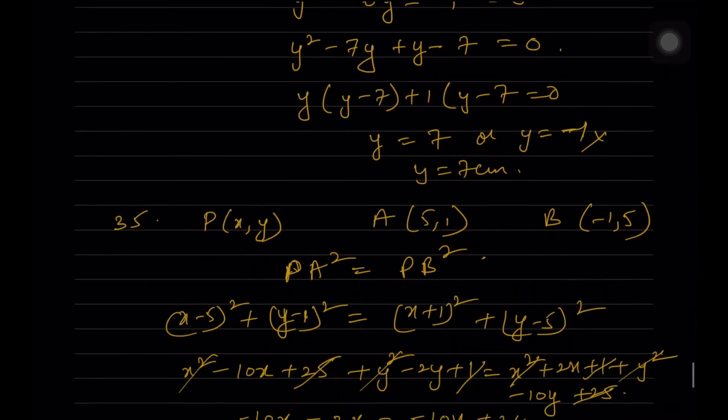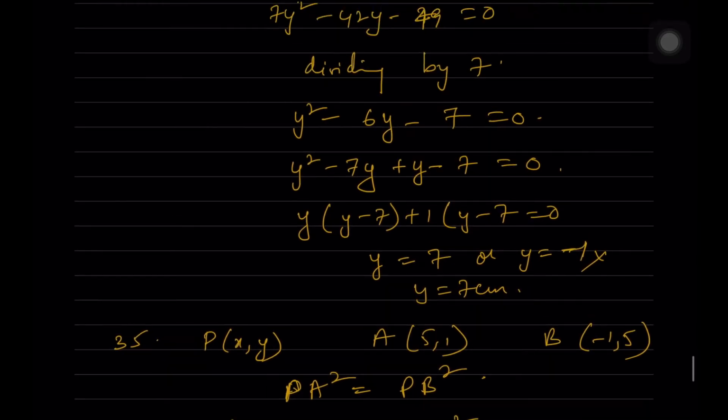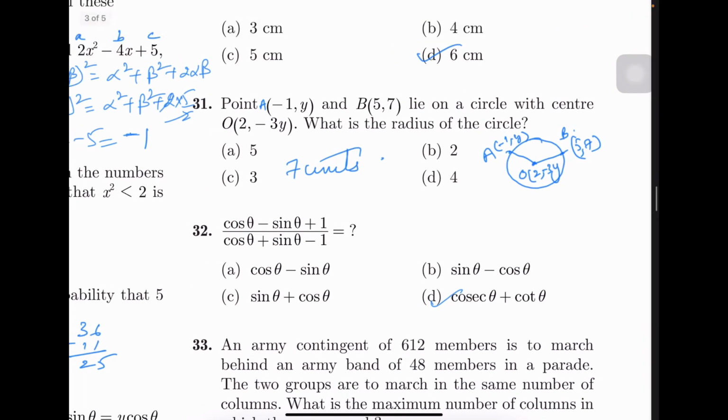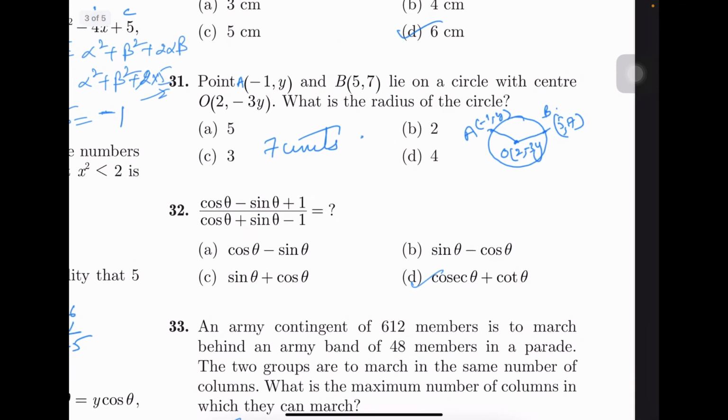So you can take out y minus 7 common from both of them, and you cannot have radius negative, because here you're getting y minus 7 is equal to 0 and y plus 1 is equal to 0. So y is equal to 7 or y is equal to minus 1. Since you cannot take minus 1, y is equal to 7 centimeters. I got it as 7 centimeters. Okay, so that is the answer which I have got, 7 units. I did not get one of those.